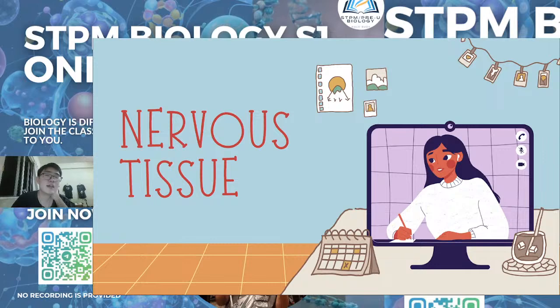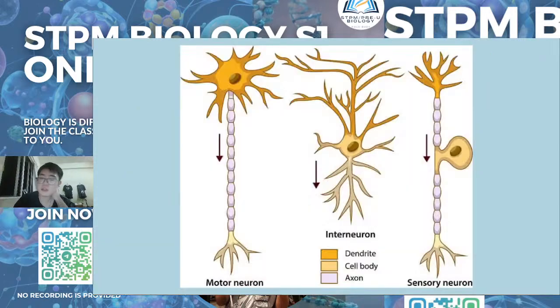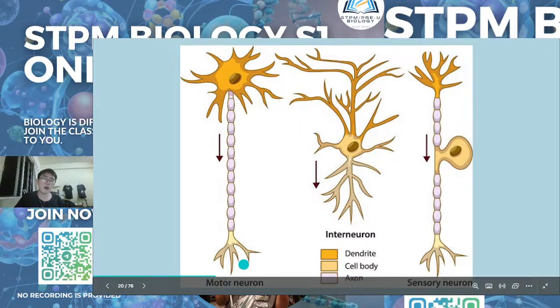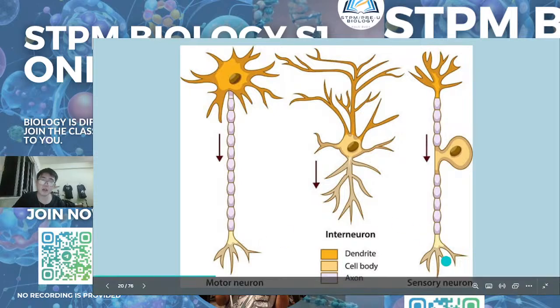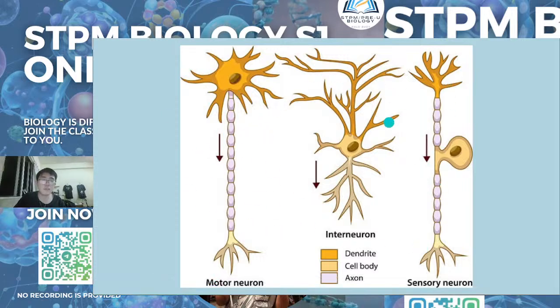And another one is nervous tissue. This one is more simple, not too much material. You just want to know these three only. Nervous tissue only contains three types of neuron: motor neuron, also called efferent neuron, and interneuron, and also afferent neuron, or another name, sensory neuron. So you just want to know all of these structures and what their differences are.